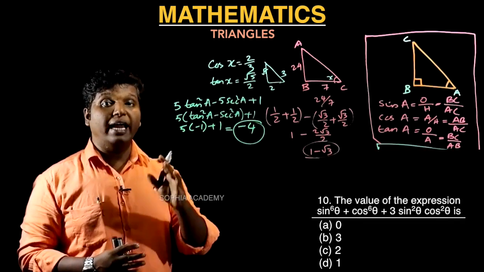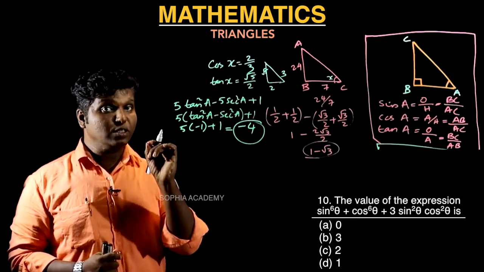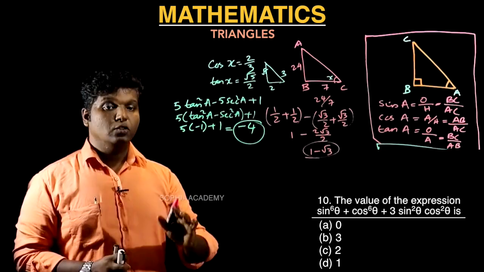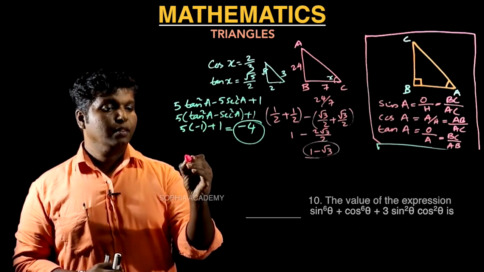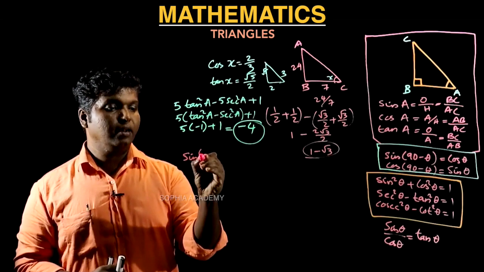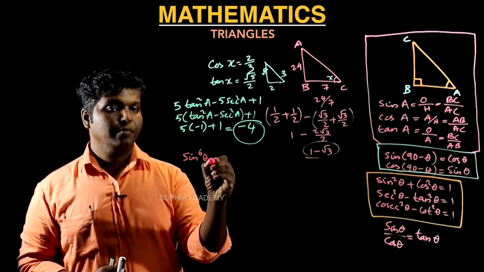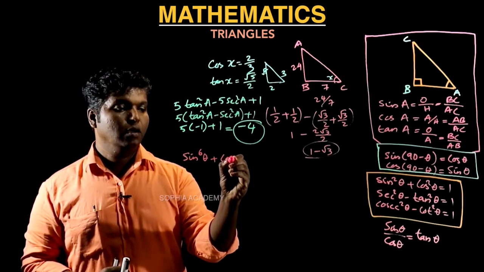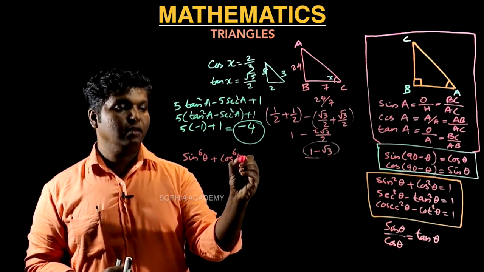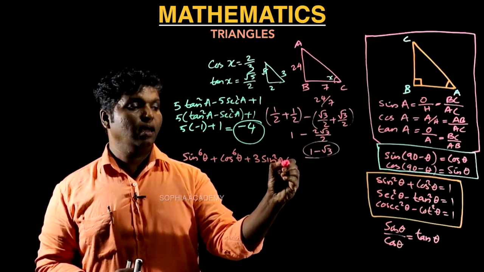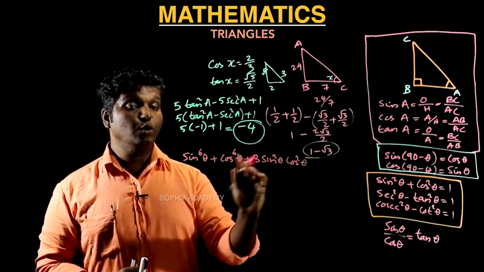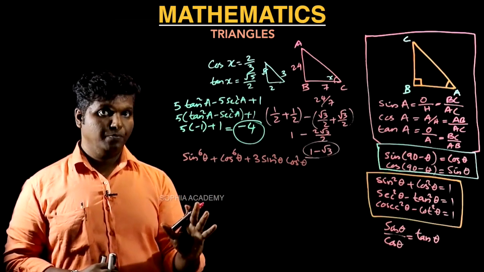The value of the expression sine raised to 6 theta. Let me write that one. So here you have to find the value of the expression. So here, sine raised to 6 theta plus cos raised to 6 theta plus 3 sine square theta cos square theta. You have to find the value of this one. How to find the value?